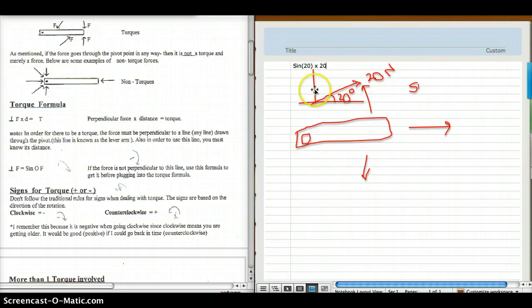Remember not to stop there. You still have to plug that into your perpendicular force times your distance equals torque formula. So all you're solving for here is your perpendicular force.